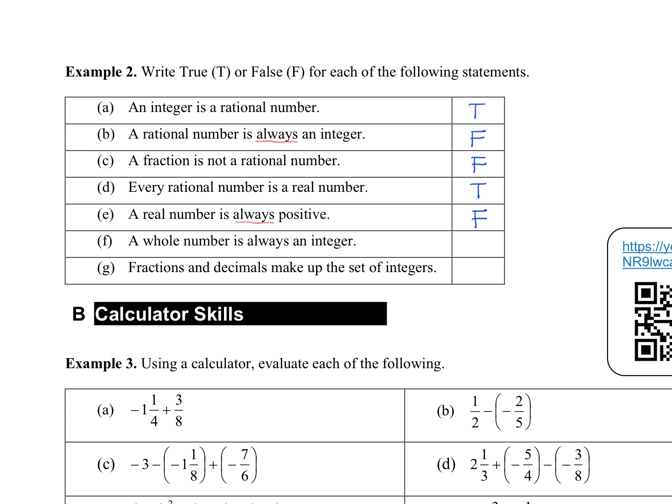Okay, next one. A whole number is always an integer. What do you think about this? Definitely it is true. Have you gotten the answer? Last but not least, last statement. Fractions and decimals make up a set of integers.